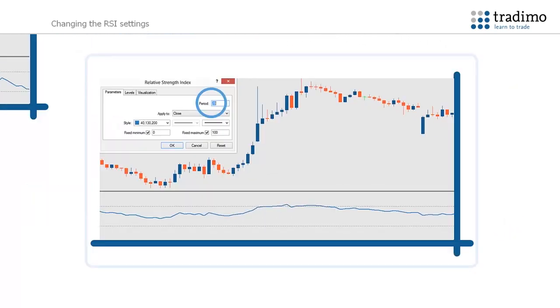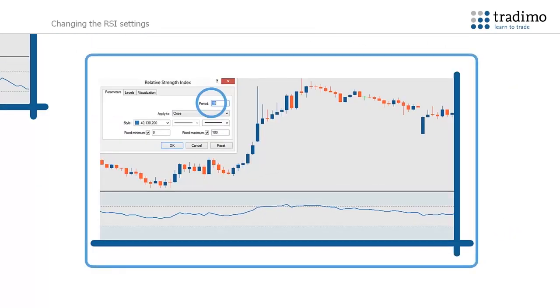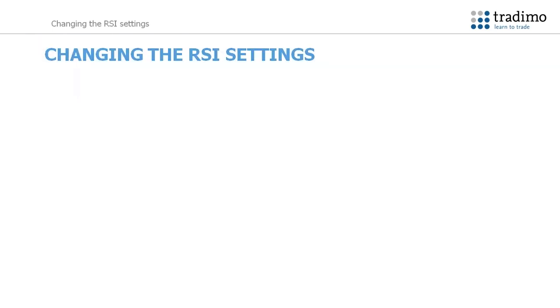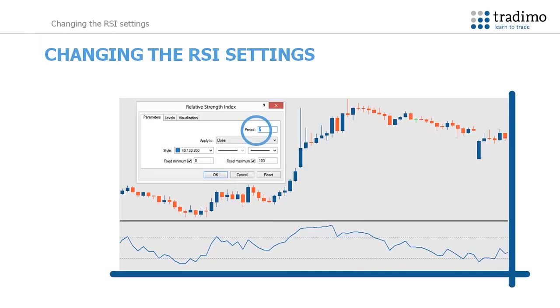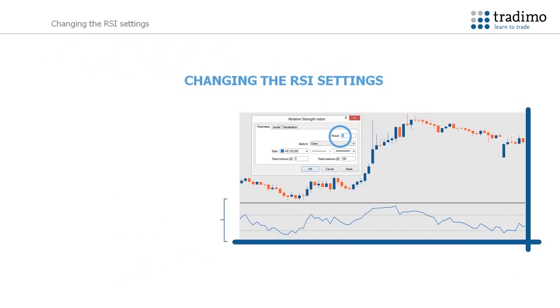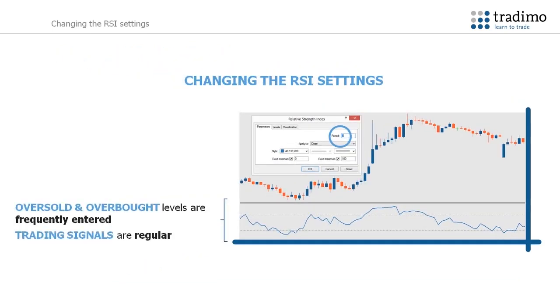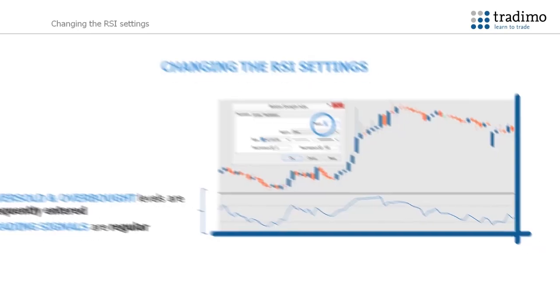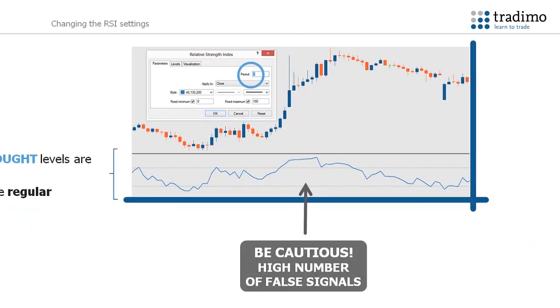In this example, the RSI setting has changed to 28 periods. Notice how infrequently the line moves into the 30 and 70 levels. If you wanted to make the indicator more sensitive, you would look to decrease the setting value. This would result in the indicator moving into overbought and oversold levels more frequently, giving regular trading signals. However, this will lead to more false signals.